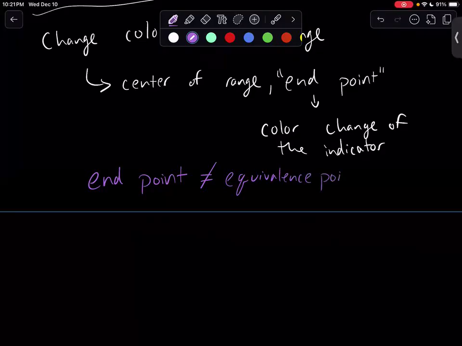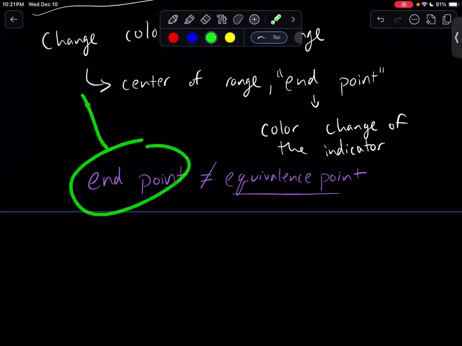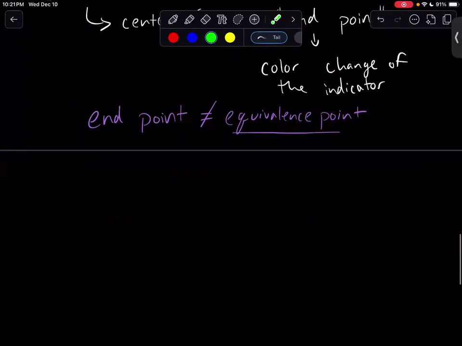Equivalence point. The equivalence point in your titration is when your volumes of acid and base are the same, or your moles of acid and base are the same. The end point is specific to each individual indicator, and it is when your indicator concentration and indicator conjugate base concentration are equivalent.